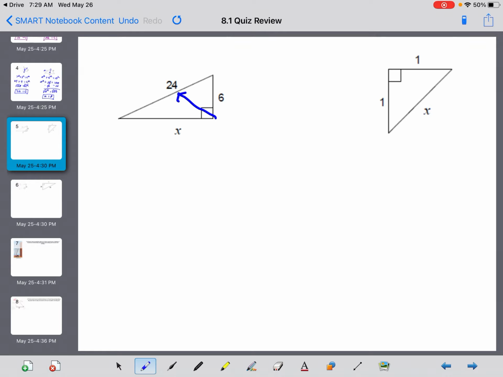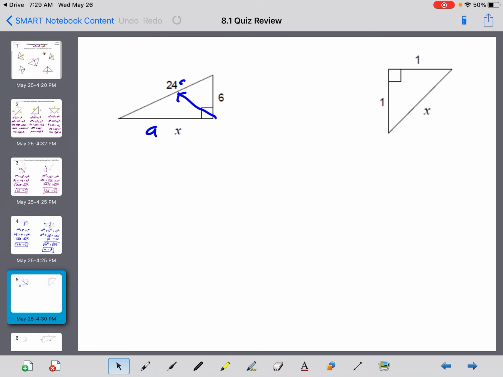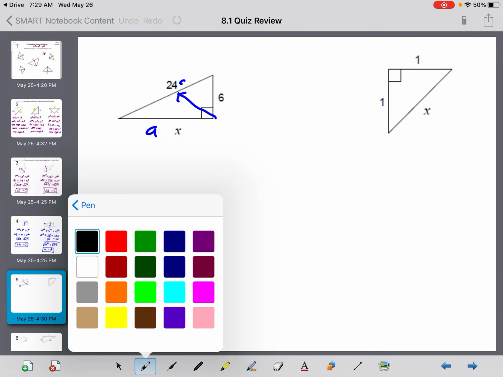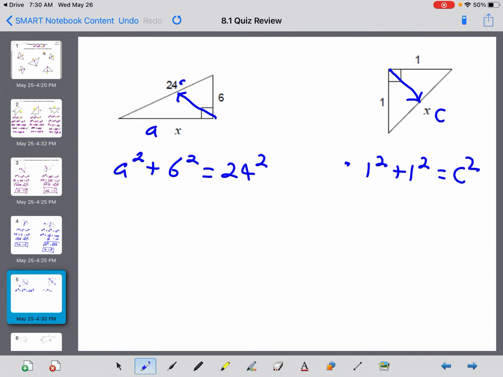Okay, again, take a look. We have a C, so we're looking for A. Oops, sorry guys, I'll pull that back open. And if you look here, across from your 90 is C, so we're looking for C in our second one. So we have A squared plus 6 squared equals 24 squared. And here we have 1 squared plus 1 squared equals C squared.